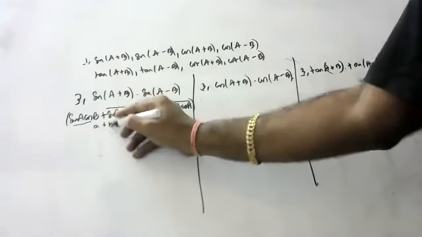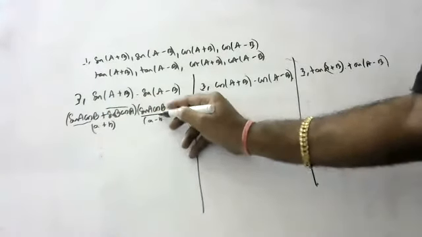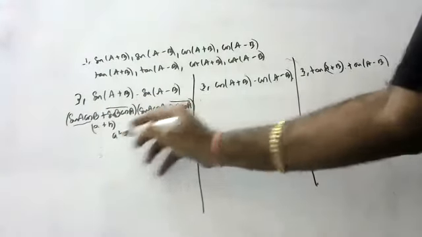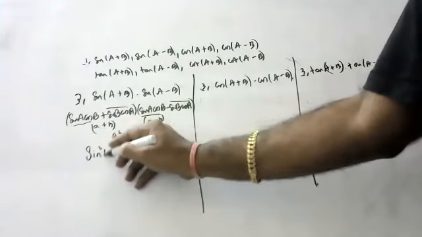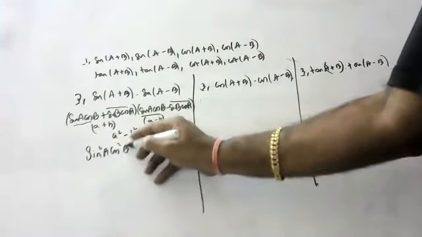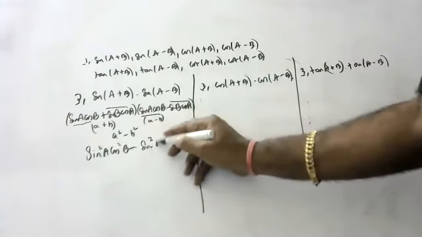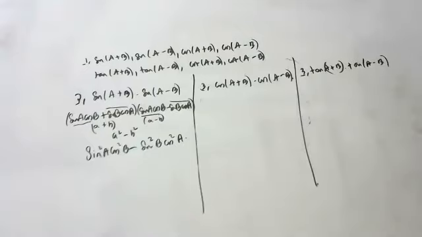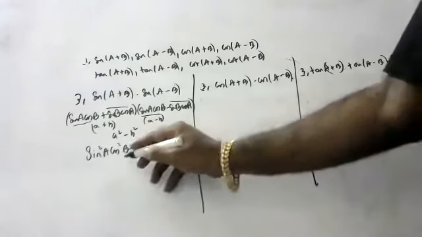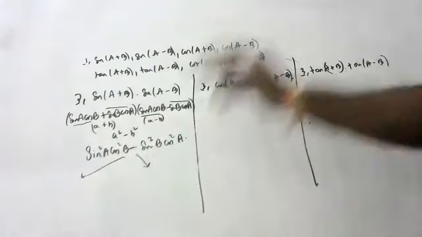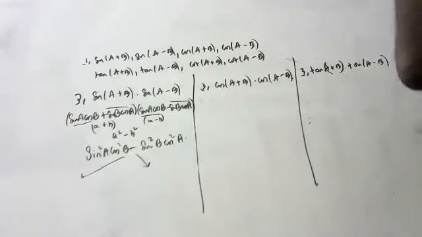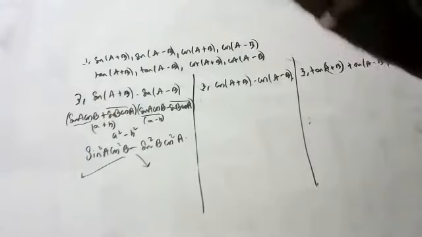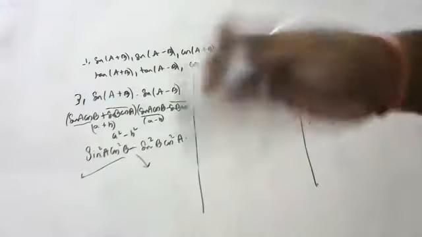This is in the form of (a plus b) into (a minus b), which is a square minus b square. So sin square A cos square B minus sin square B cos square A. But this is not the formula, children. We want the formula either in sine or in cos. We don't want both of them. When I want only in sine, I will remove cos. When I want only in cos, I will remove sine.